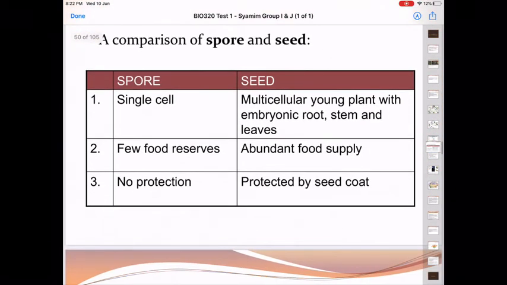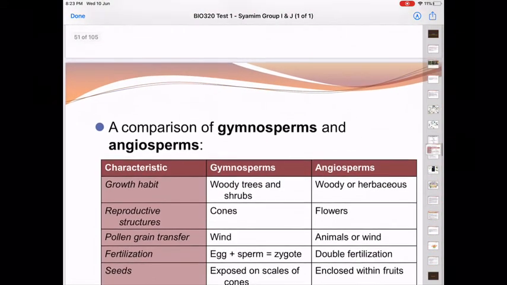So this is a comparison of spore and seed. What is a spore? You can read from the table. If you can see, a spore consists of a single cell. How about the food reserve and the protection? For spore, there is no protection, but seed has a seed coat to protect the seed itself.